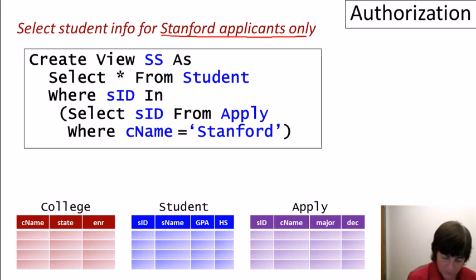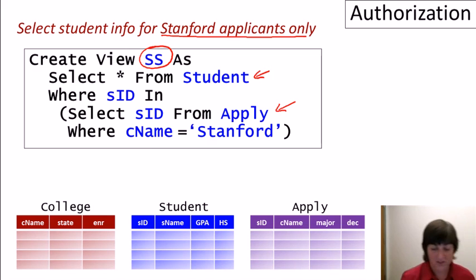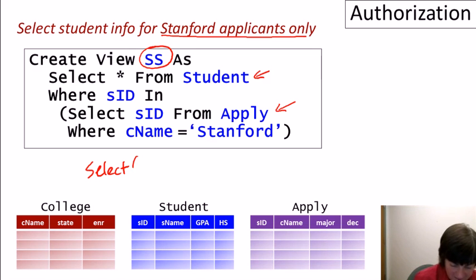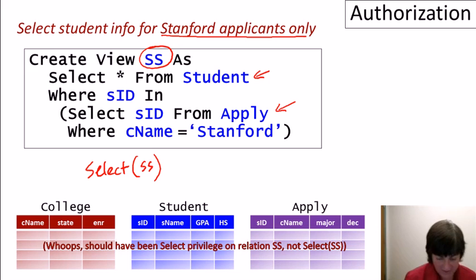So here's our view. It says we'll find all students where their student ID is in the IDs of the students who have applied to Stanford, and we'll call that view SS for Stanford students. Now we can give a particular user the select privilege on SS, and that allows them to select the data that's in the view, but not see any of the data outside of the view. Specifically, they won't be able to see student information if the students didn't apply to Stanford.